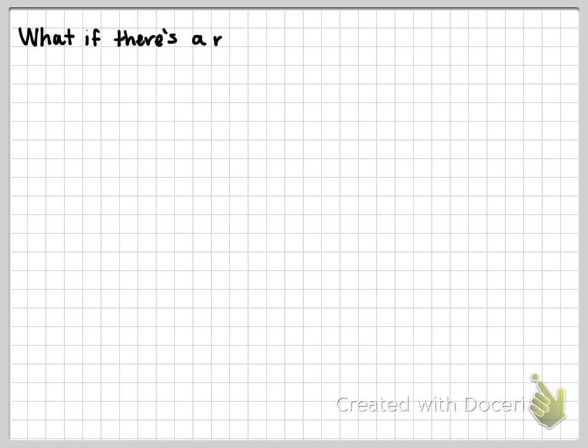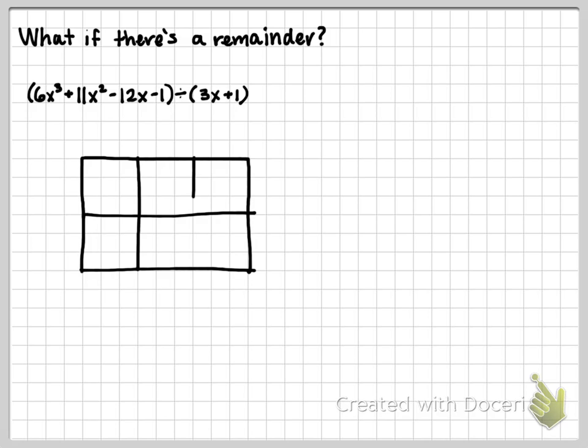And you could rewrite our problem to look like that if you wanted to. Alright, so we talked about how those 10s matched up perfectly, but what if that doesn't happen? What if there's a remainder? So let's look at this problem in order to see what would happen if I got a remainder. So I'm going to set this up with my 6x cubed plus 11x squared minus 12x minus 1 on the bottom, and my 3x plus 1 on the side.